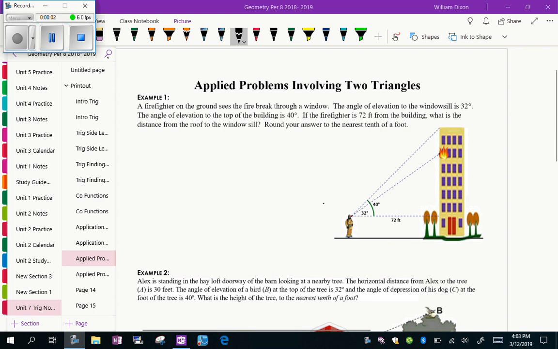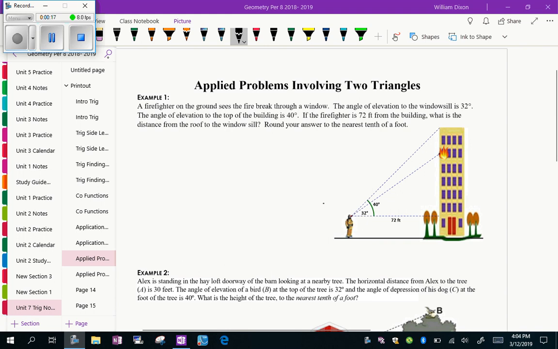All right, so today we're going to look at some applied problems involving two triangles. And we're going to use our trig ratios to solve some of these problems that are dealing with two triangles. So let's take a look at example number 1.